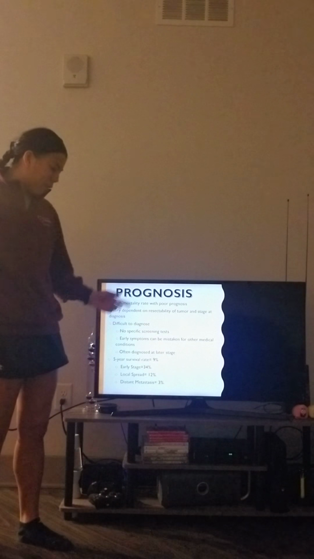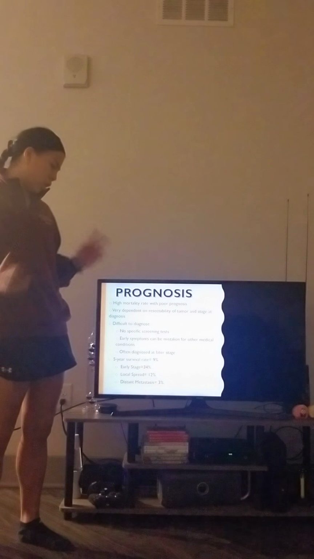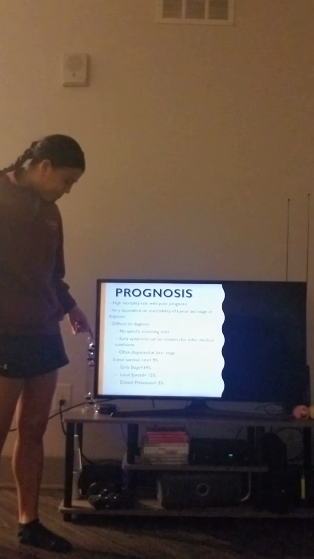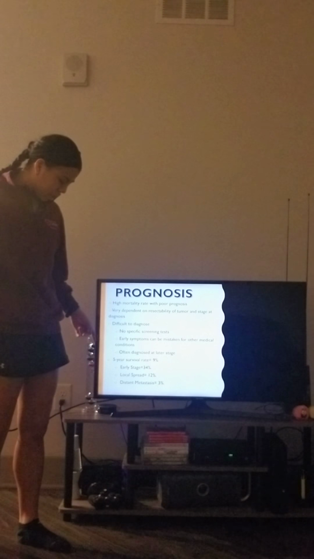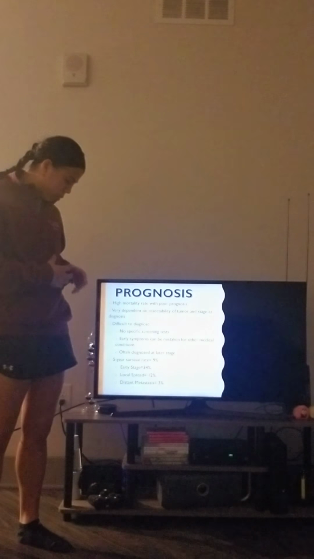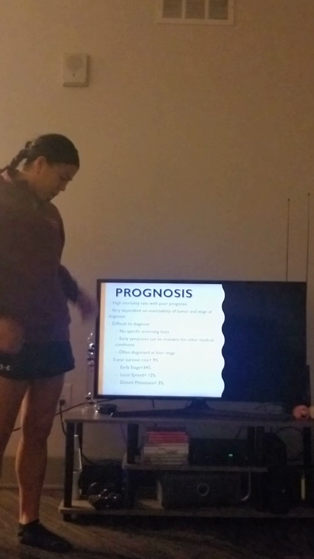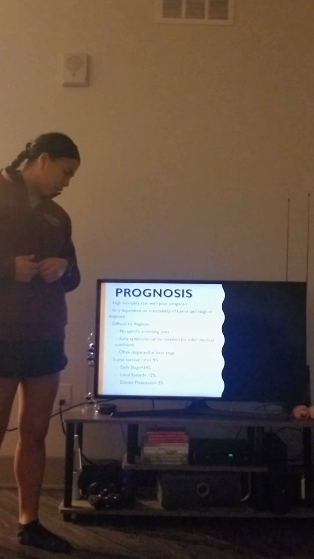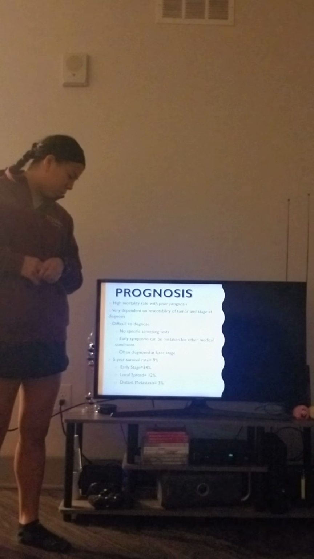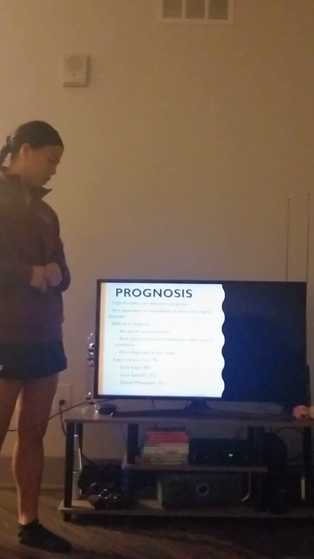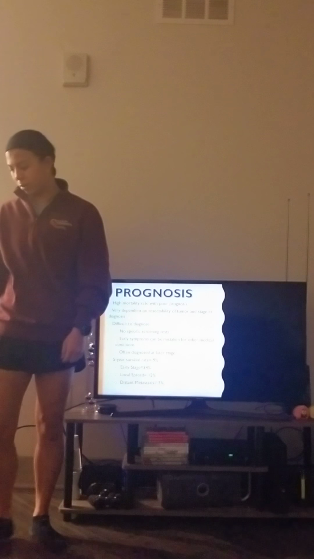As for the 5-year survival rate, in general it is 9%. For the early stage, if it's found localized in just that one area, it's about 34%. If it's locally spread, 12%, and if it has distant metastasis, it's about 3% for those 5-year survival rates.